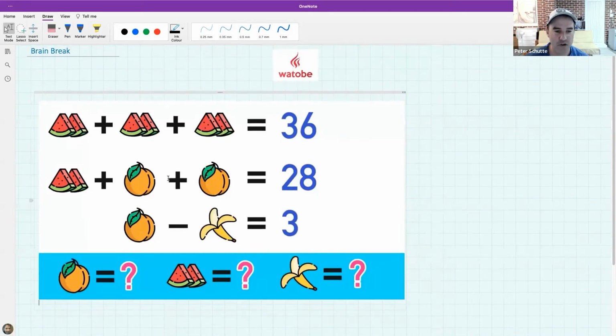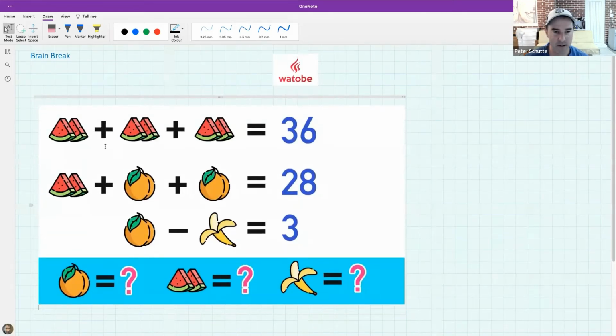I want you to try and solve this logic puzzle. What you have to do is tell me the value of a peach. Have we done this one before? I don't think we have. What are 2 watermelons and what is a banana? So that is your challenge. Over to you guys.